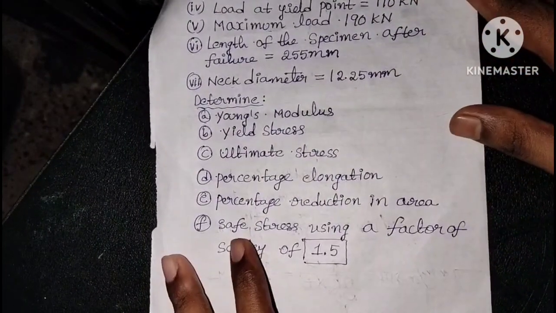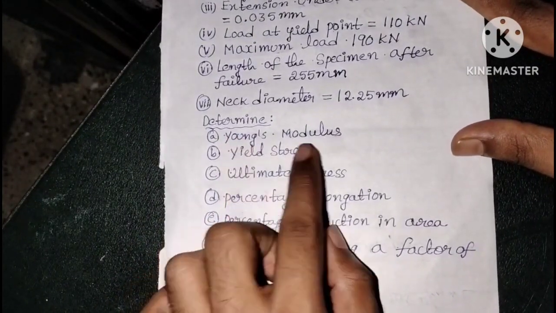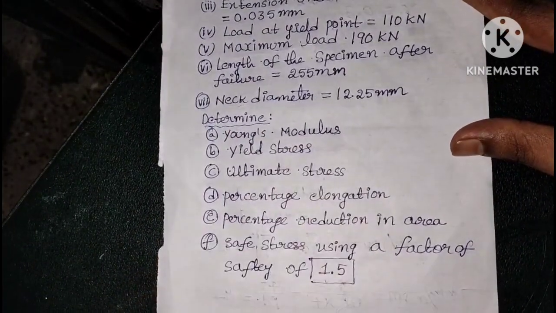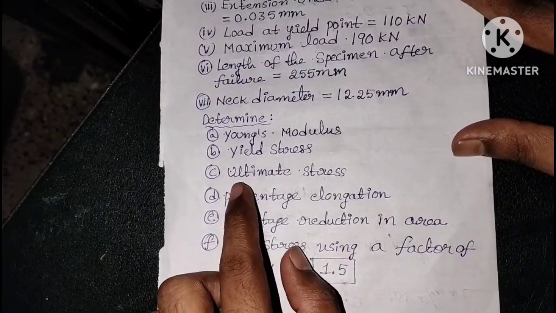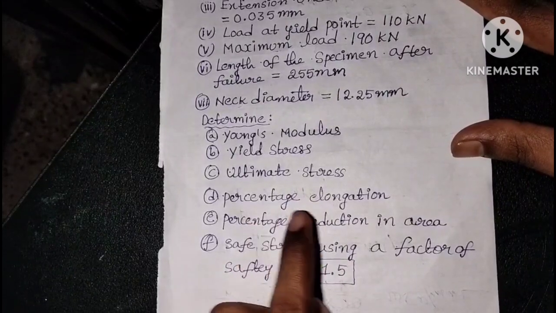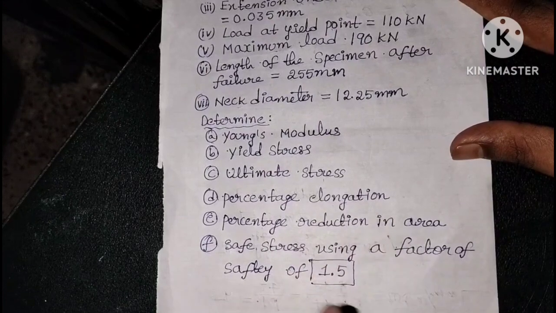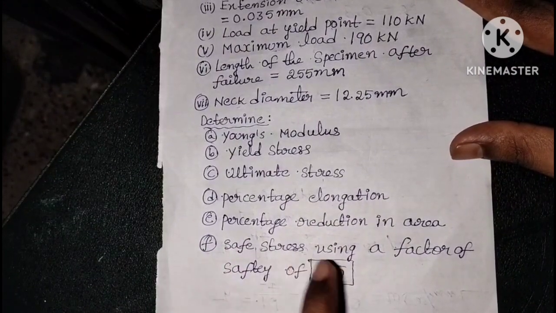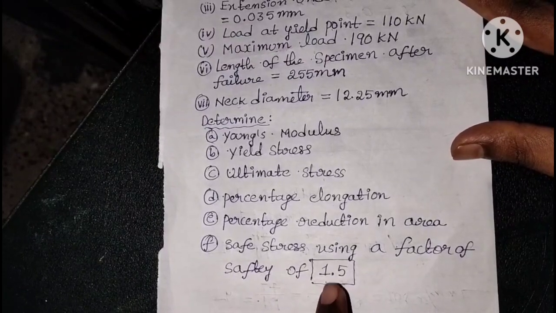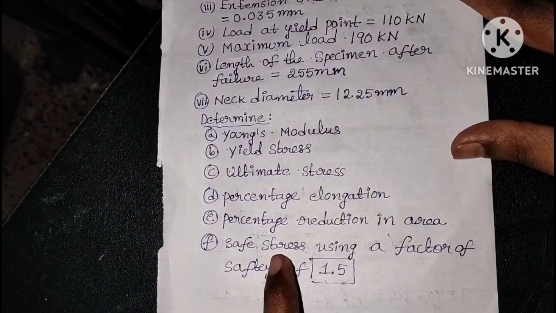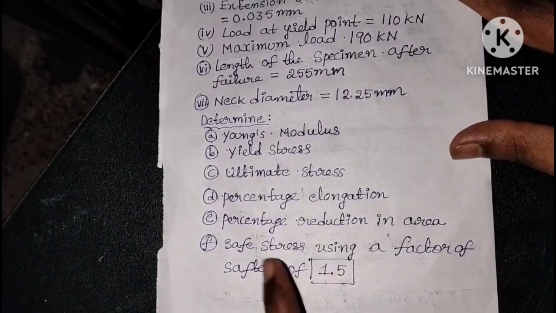So finally, what do we need to find? Here we need to determine Young's modulus, yield stress, ultimate stress, percentage of elongation, percentage of reduction in area, and finally safe stress using a factor of safety of 1.5. So how do we get safe stress? Safe stress is equal to yield stress divided by factor of safety.